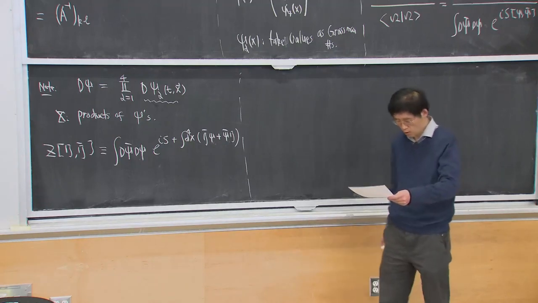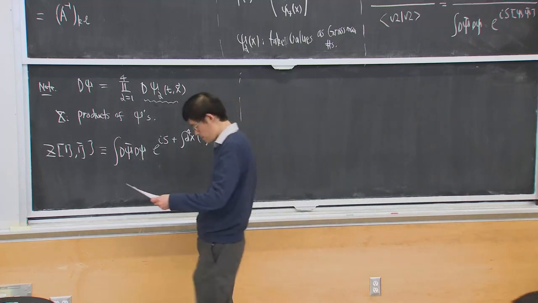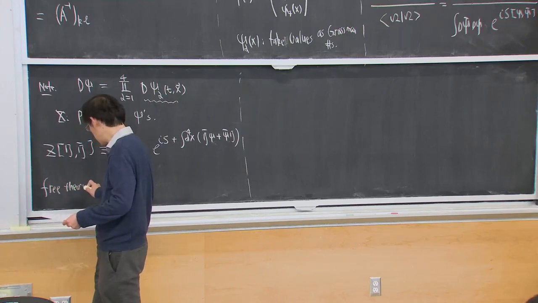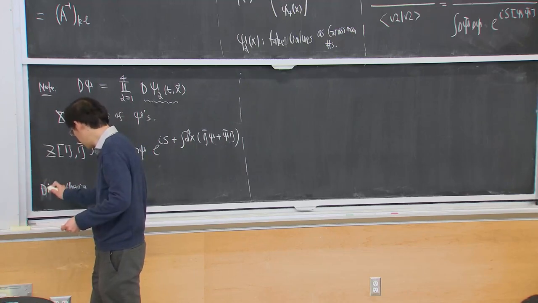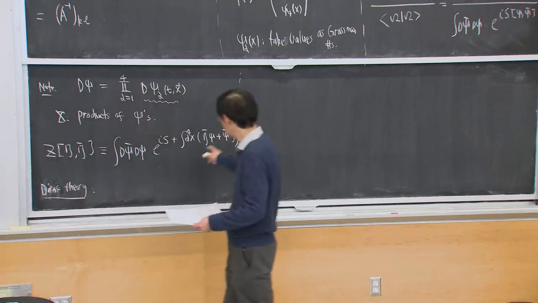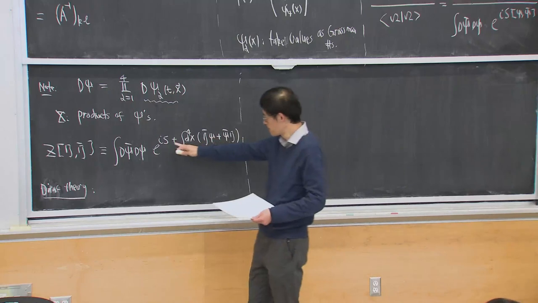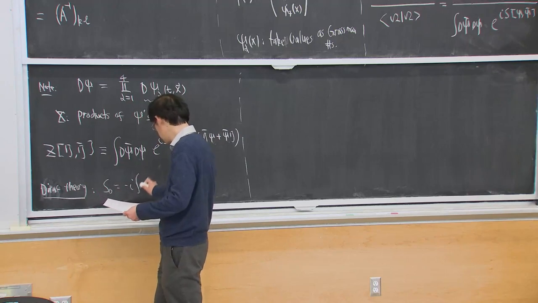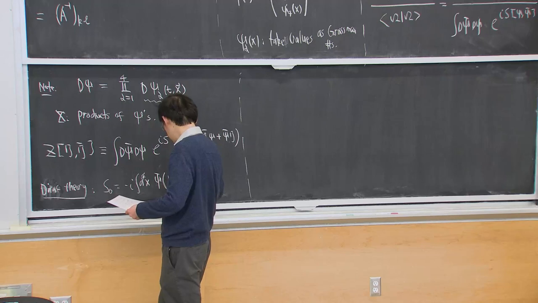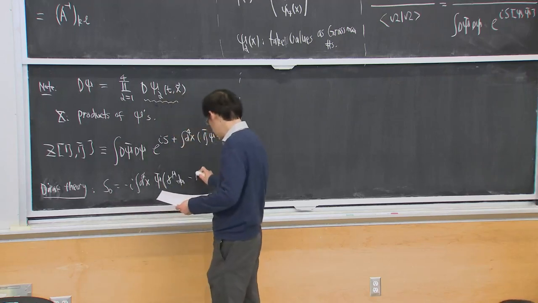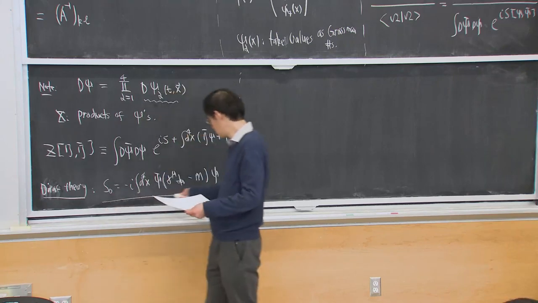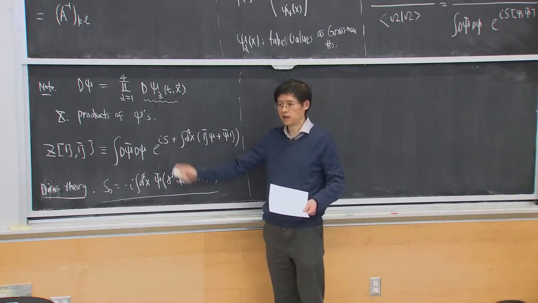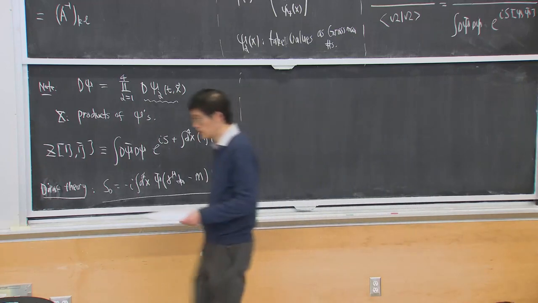Good. Now let's try to calculate this in the free theory. So far we have just considered the Dirac theory. This is completely general; S can be anything. But for the Dirac theory, we have S0 equal to minus i times something quadratic. For the Dirac theory it's simple because it's just quadratic in psi, and then we just have a Gaussian integral here.